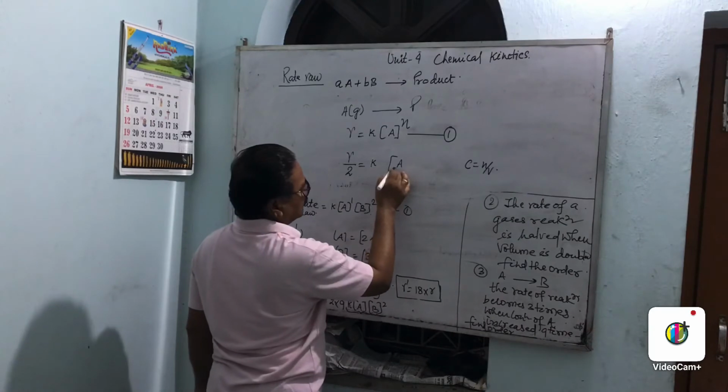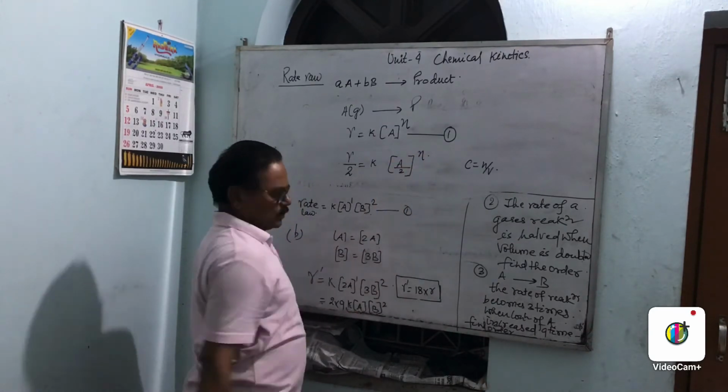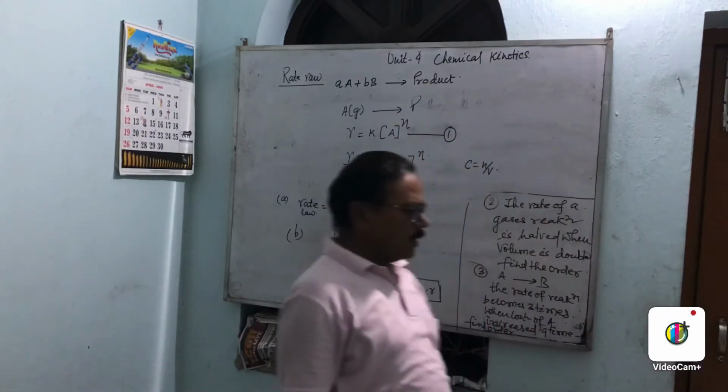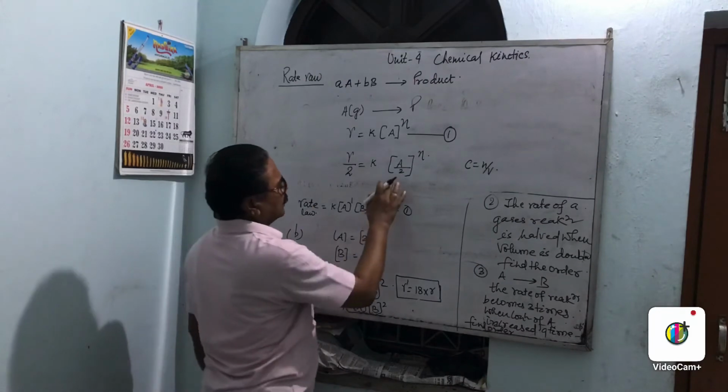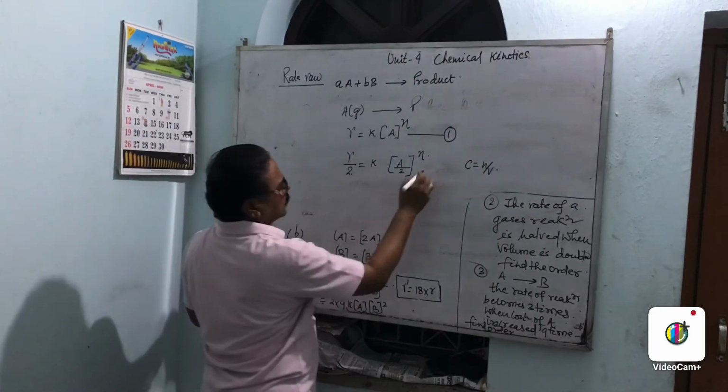So we write here that is B. Its power is n. We write the equation in that way. That is, volume is doubled, so we can write it as A by 2V. So this is equation 2.